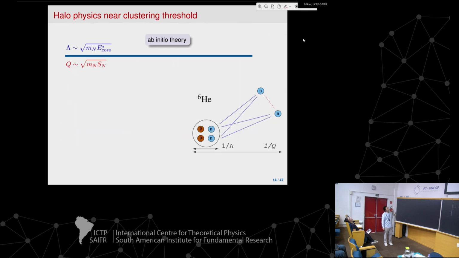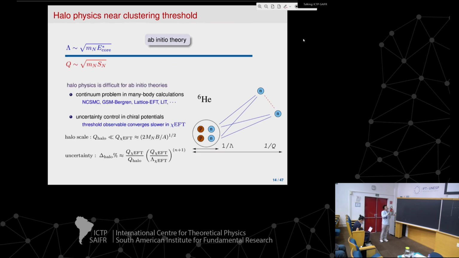And so for these halo systems, we also need to define the separation of scales. The high momentum scale is related to the excitation of the core particles, and the low momentum scale is related to the separation of the valence nucleons in the systems. And so the underlying theory above this high momentum scale is ab initio calculations based on nucleon-nucleon interactions and many-body methods.